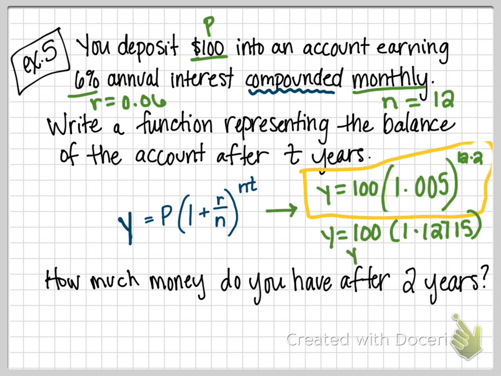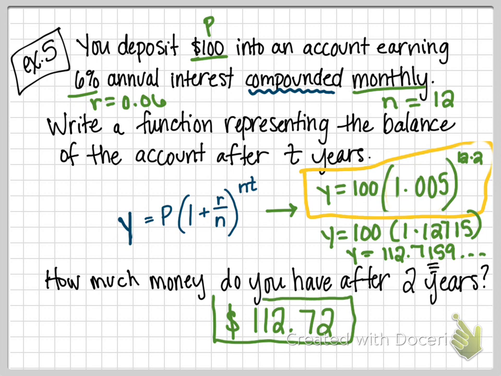which gives us 112.7159... Okay, remember with money, they cut it off at the hundredths place. So round it to the nearest hundredth. How are we going to write that? So, how much money do you have after 2 years? $112.72. Round that 1 up to a 2 because there's a 5 next to it. So after 2 years, you've made $12.72.